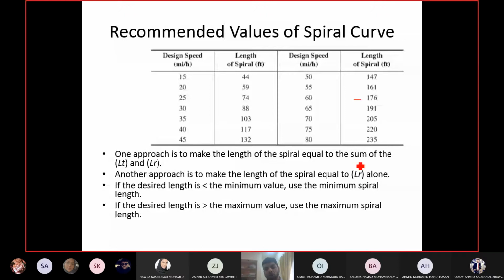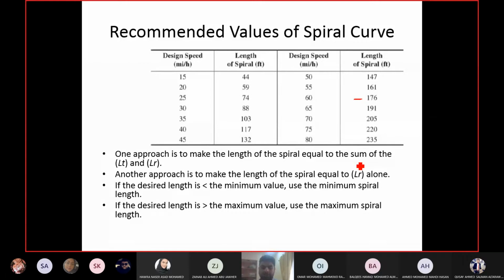So all four values are possible, but obviously I need to pick one value. The most suitable, most preferred approach is to put the length of the spiral curve equal to LR. But like I said, any value which is in the range is allowed. If somebody says I will put LSP equal to LR plus LT, this is also allowed. This is not wrong, he will not be wrong. But obviously we have to pick one value, so the most preferred approach is to put LR equal to LSP.